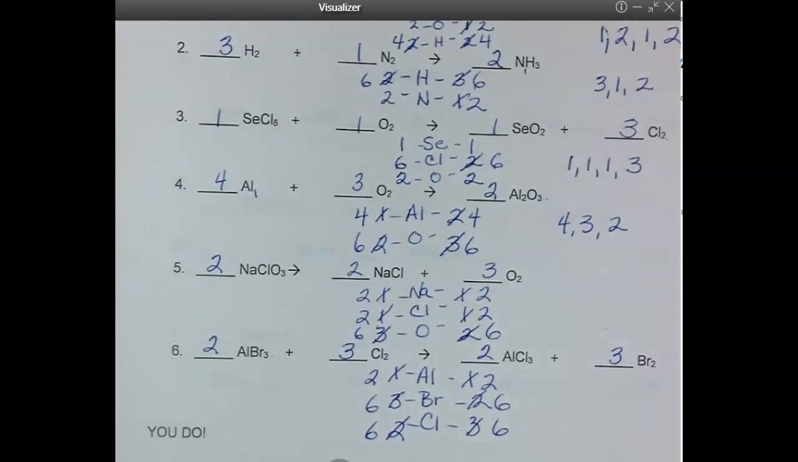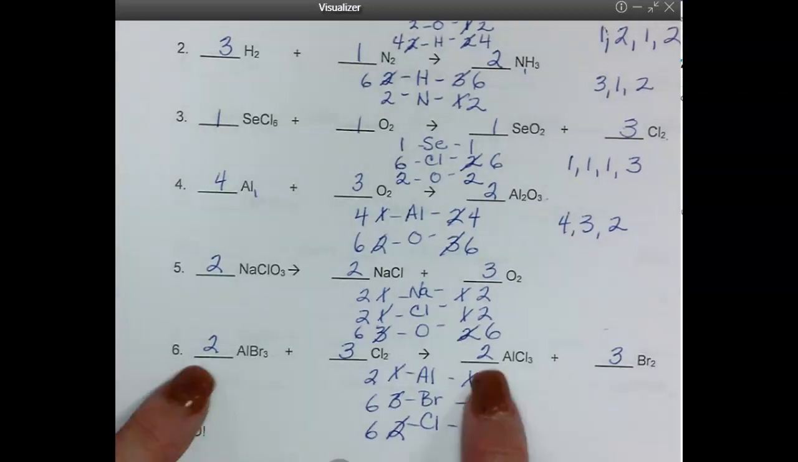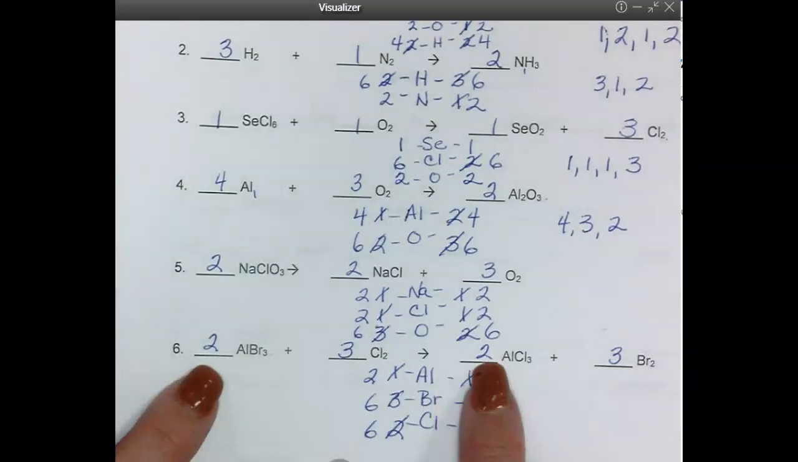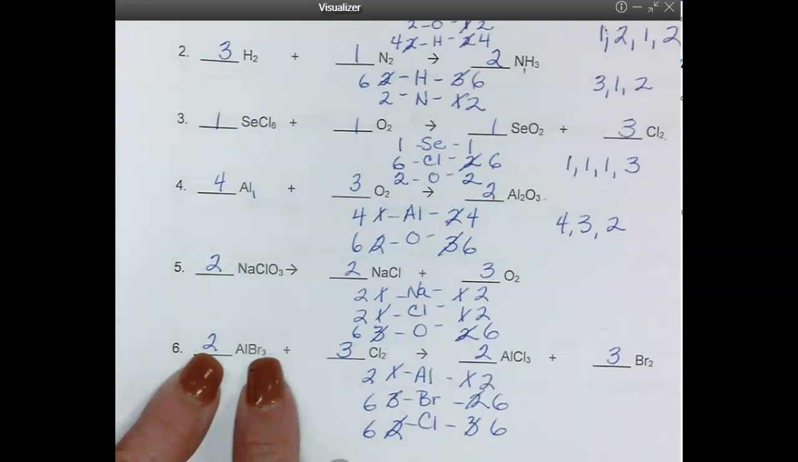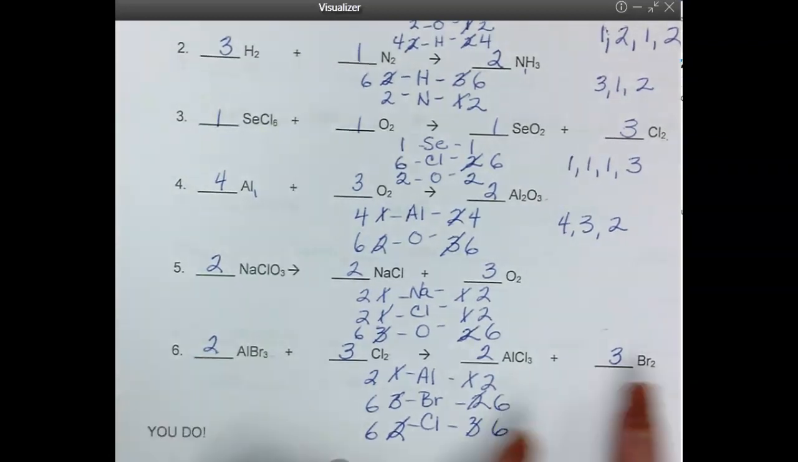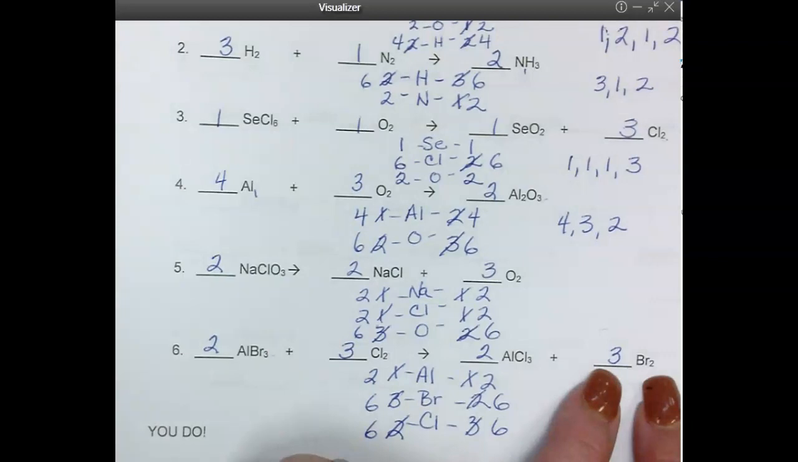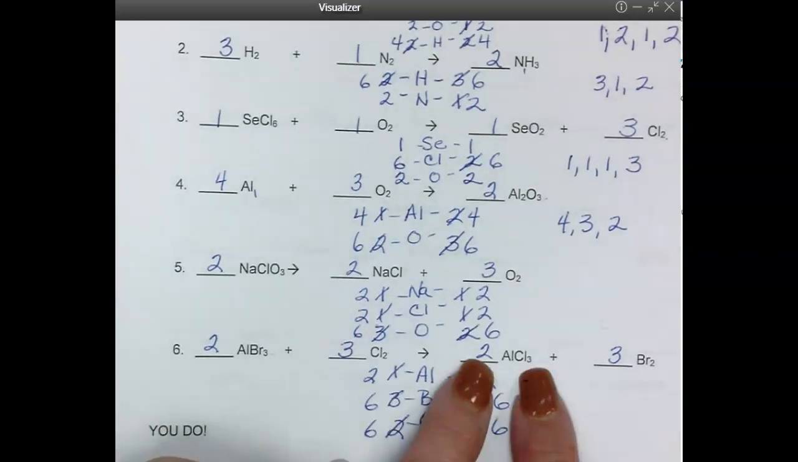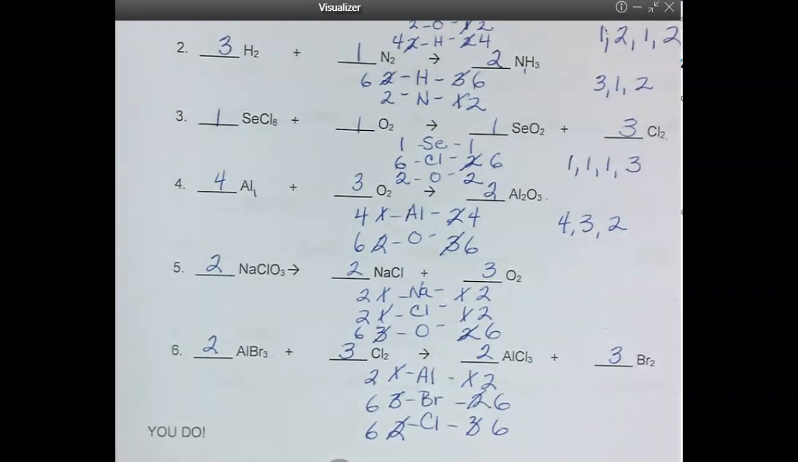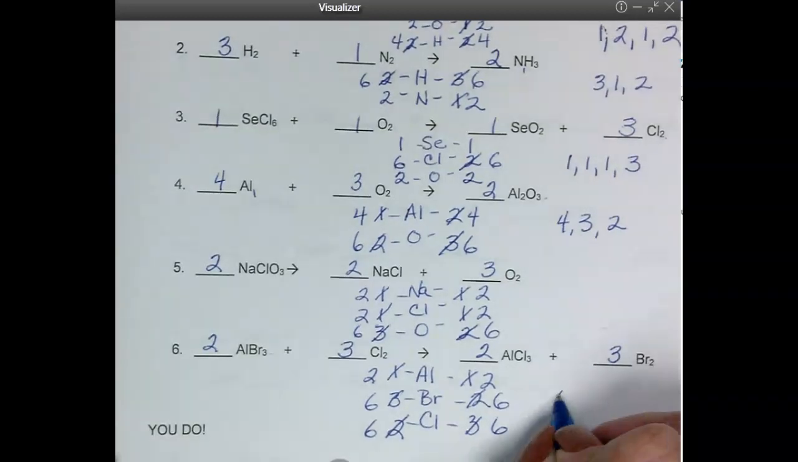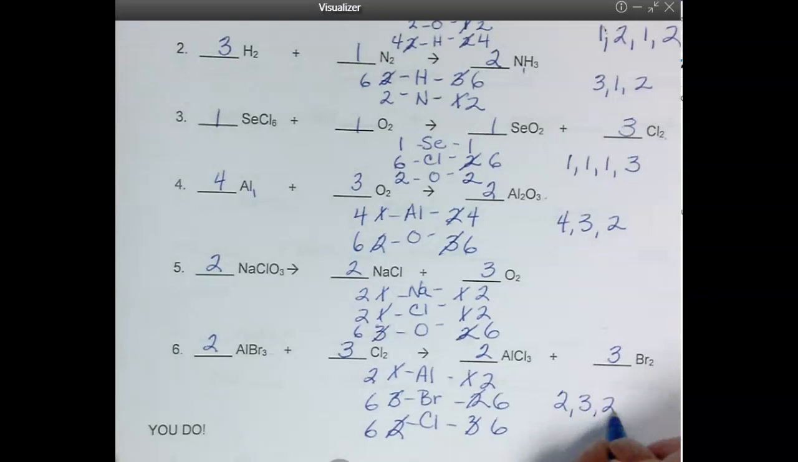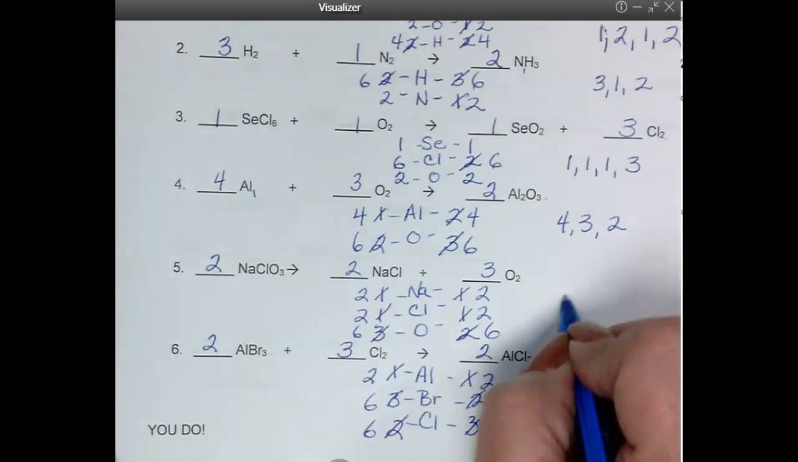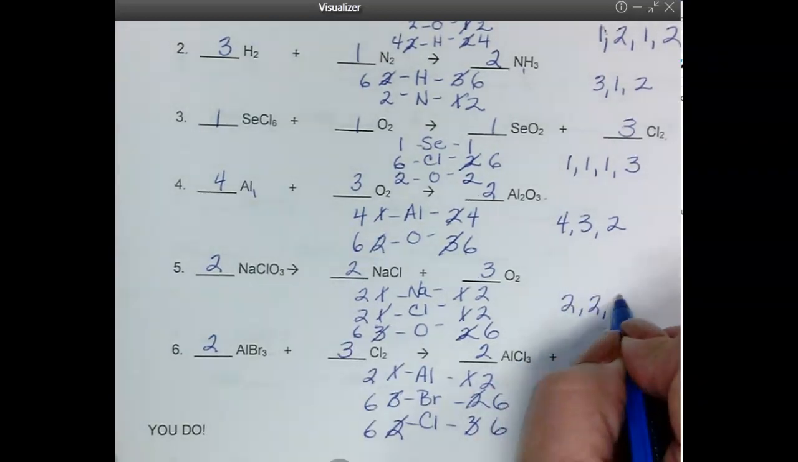And again, I definitely always go back in and double check. I haven't on all of them, but do. So there's 2 aluminums, 6 bromines, 6 bromines, 6 chlorines, 6 chlorines. And I'm balanced. Again, if I write this out, it would be a 2, 3, 2, 3. I skipped this one up here. It would be a 2, 2, and a 3.